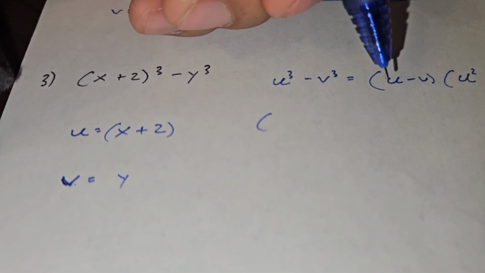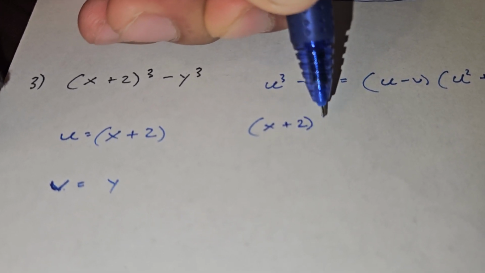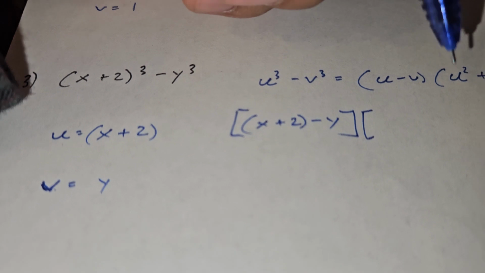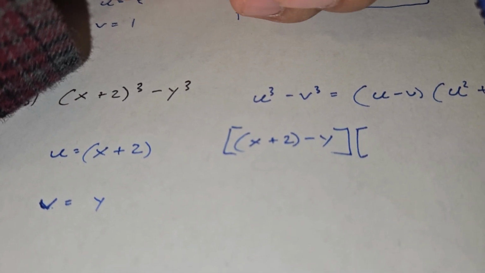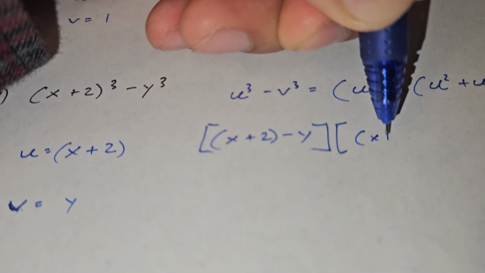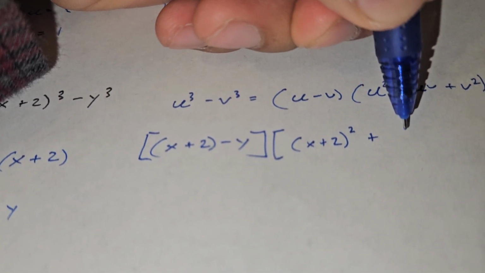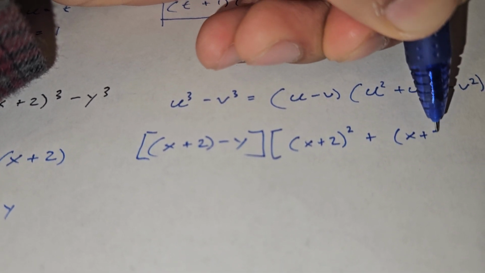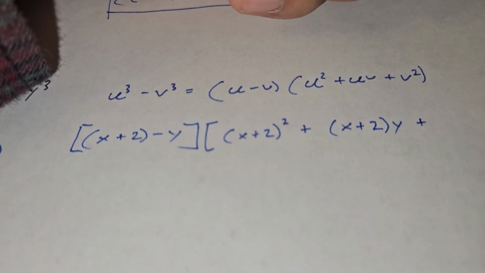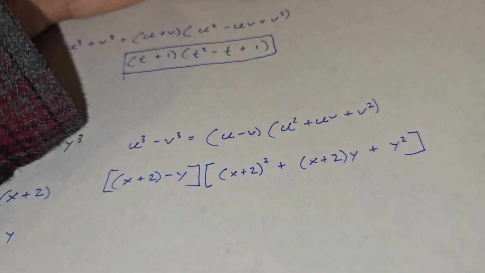So let's go ahead and plug our values into the formula. We have u minus v, which is x + 2 minus v, which is y. Let's put that in brackets, multiplied by u squared, which is (x + 2) raised to the second power, plus u times v, which is x + 2 times y, plus v squared, y times y is just y squared. So now we have that.